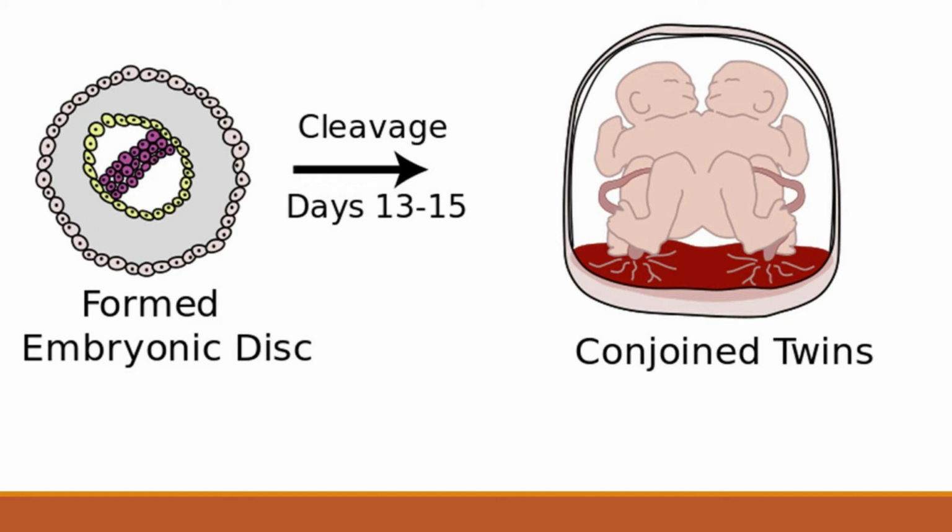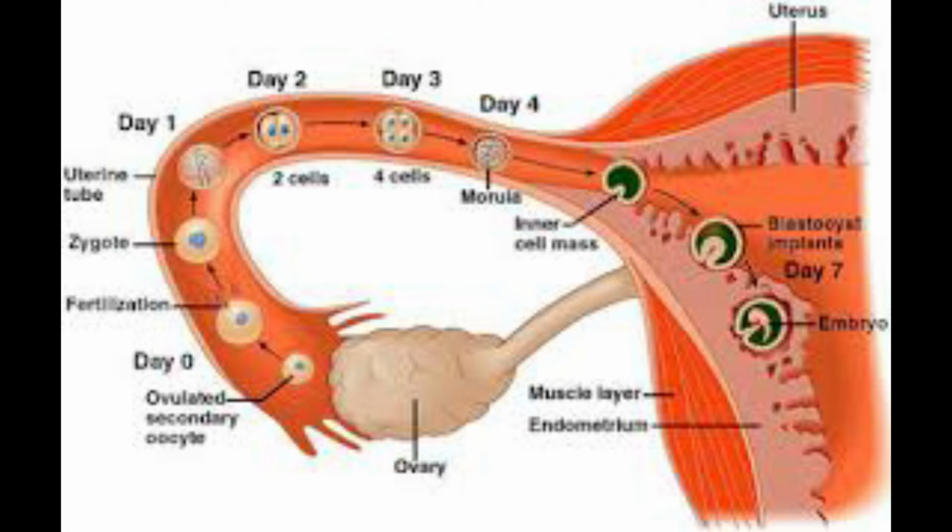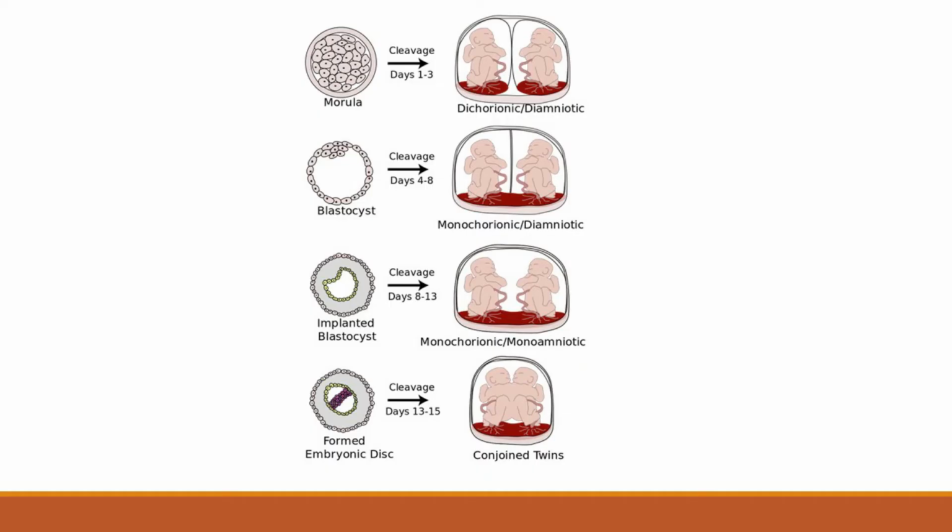Now later, if the embryonic disc is separated at 14th to 15th day or more, it is highly variable and the conjoined twins might look highly distorted. Till now, we have been talking about embryonic division happening during 10 to 14 days from normal monochorionic monoamniotic twins at 10 to 12 days and formation of conjoined twins from 12 to 15 days.